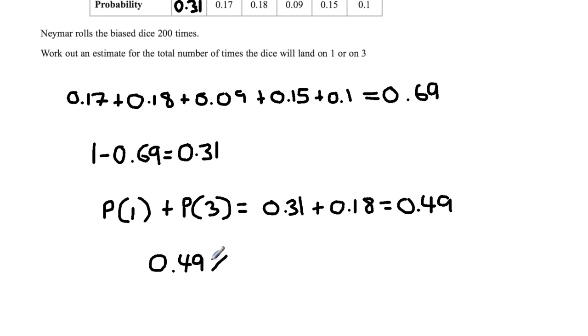0.49 multiplied by 200, which equals 98. So it's 98 times that the dice will land on 1 or 3.